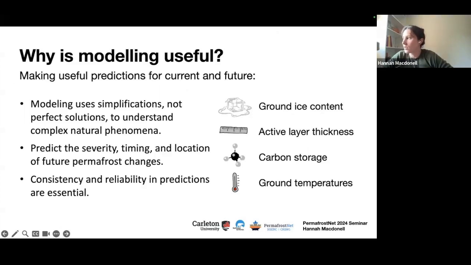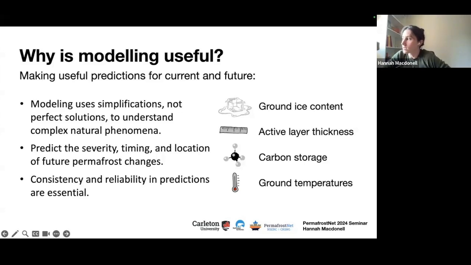So if you're on this call, you probably know a bit about permafrost and maybe a bit also about different permafrost adaptation practices and how they can be supported by modeling. And I'd like to elaborate on this a bit. So modeling, I like to think of as inherently a heuristic activity. It relies on simplifications of the natural world that maybe aren't guaranteed to be perfect, but are useful for learning or establishing estimates of an otherwise unsolvable problem. So for example, making predictions of severity, timing, or location of permafrost change, be it present or in the future.